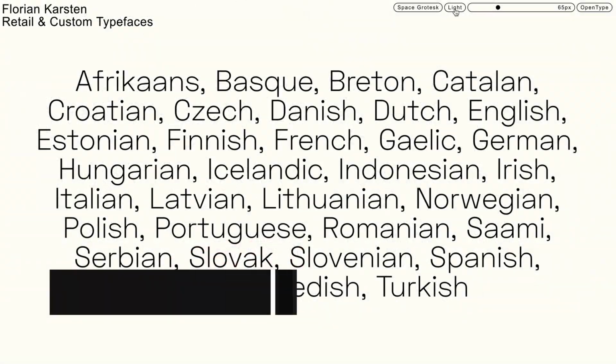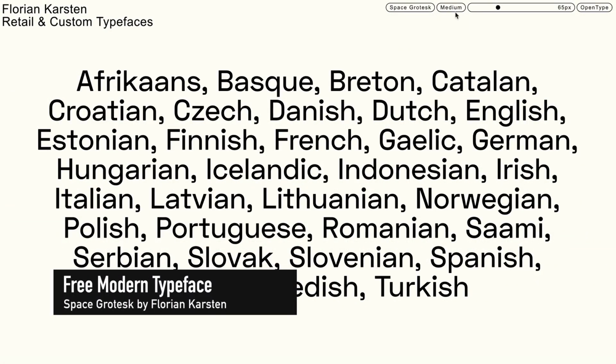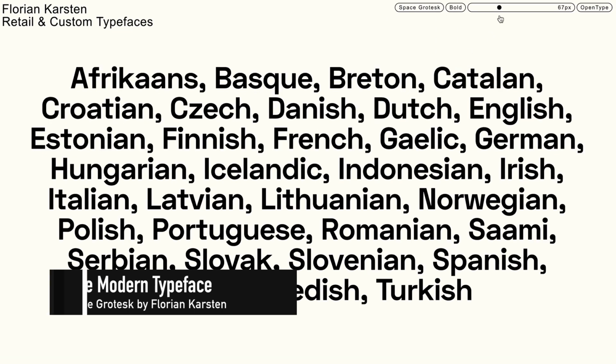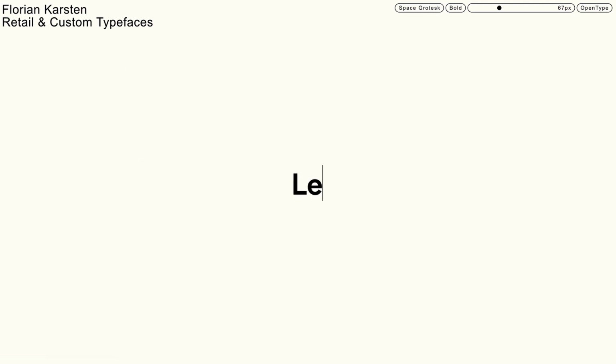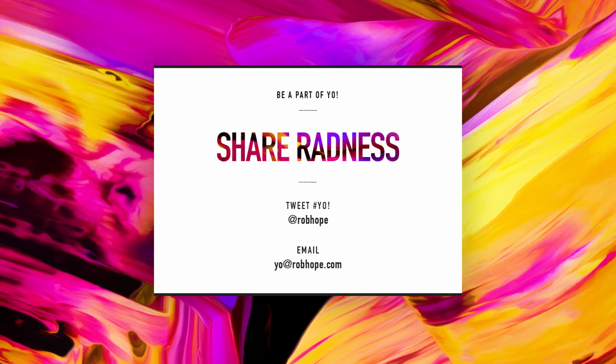And lastly, Space Grotesque is a modified version of the Space Mono font by Colophon Foundry. This slick typeface designed by Florian Karsten features dozens of ligatures, multi-language support, and is available in 5 weights.